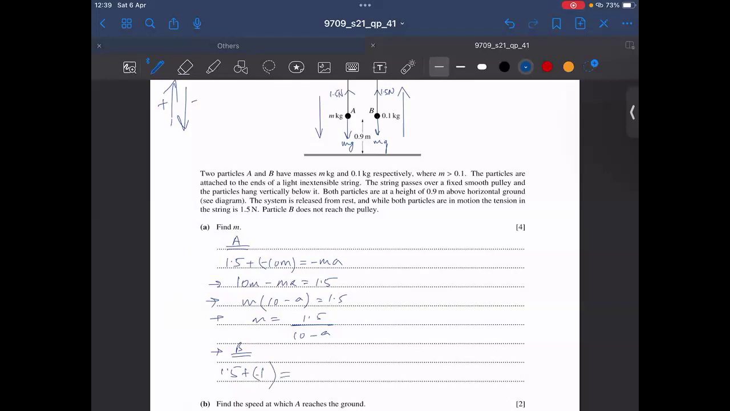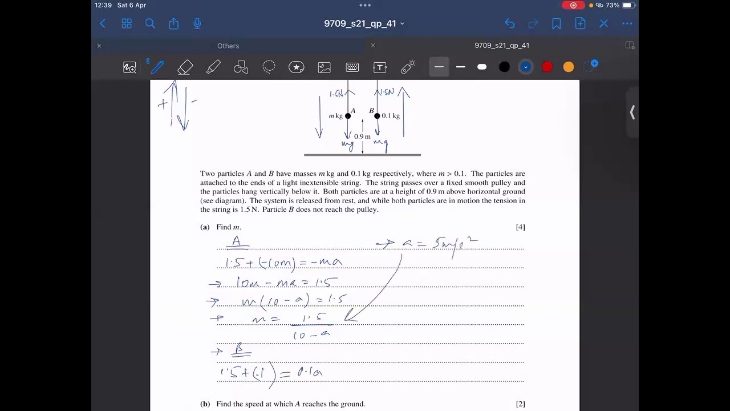So the acceleration of B, upwards is going to be taken as positive, so it's going to be 0.1 A. So you're going to have 1.5 minus 1. A is going to be what? A is going to be 1.5 minus 1, which is 0.5, divided by 0.1. 5 meter per second square.